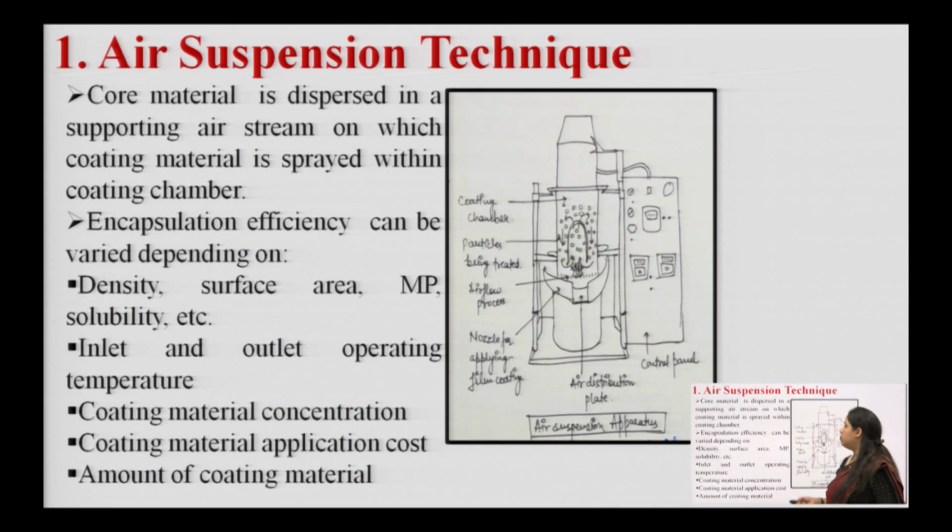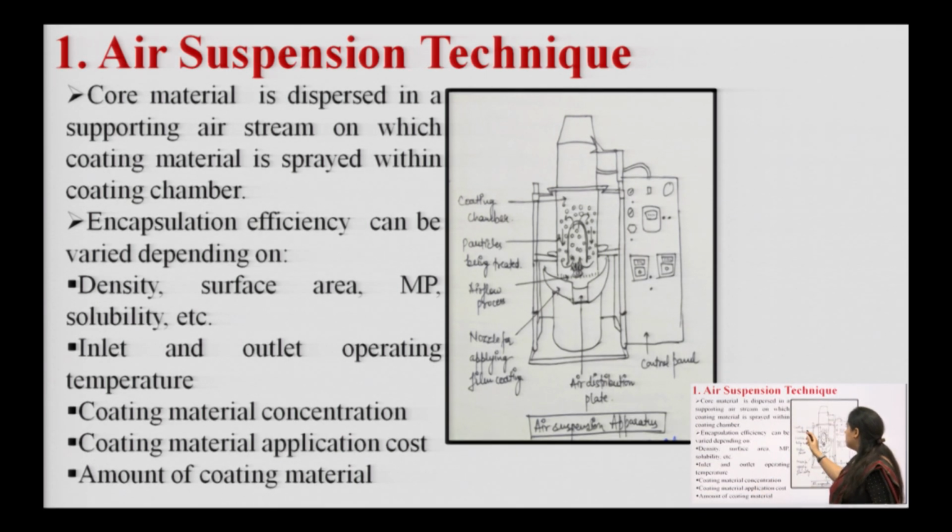Encapsulation efficiency can vary depending on different parameters like density, surface area, melting point, and solubility. Inlet and outlet operating temperatures are also factors to be considered. So are the coating material concentration used in the manufacturing process, the coating material application, the overall cost of the material we are using, and the amount of coating material used in the process.